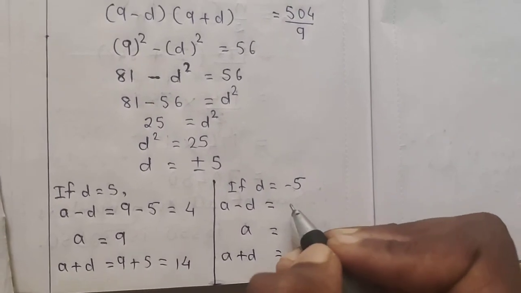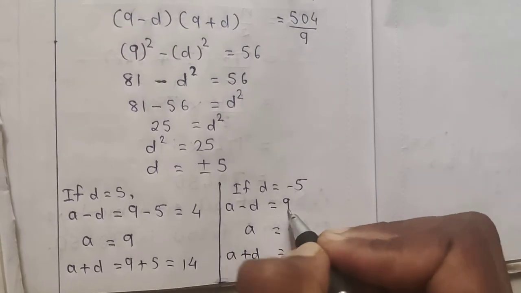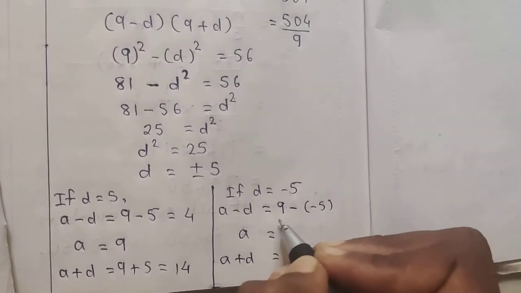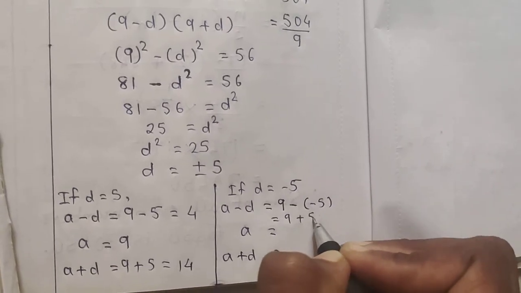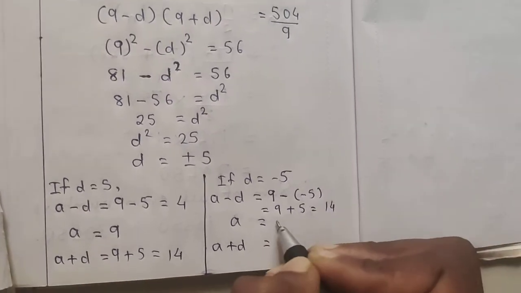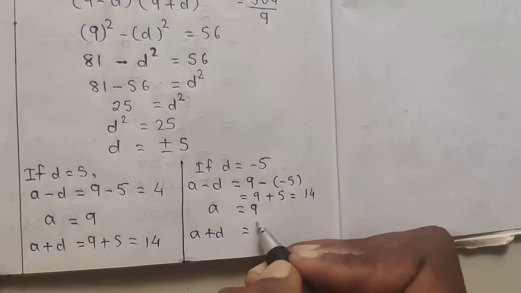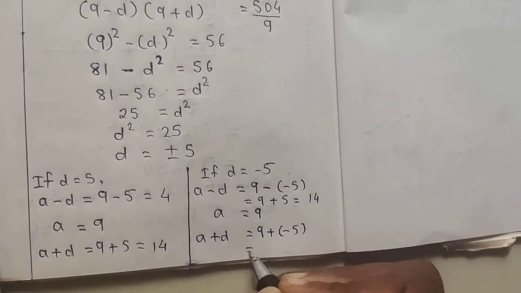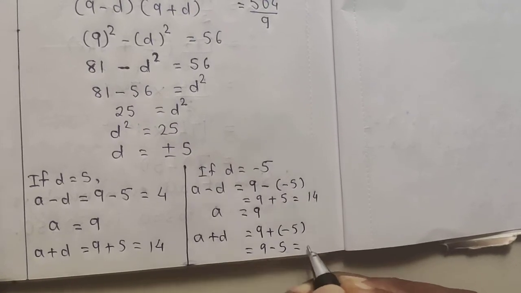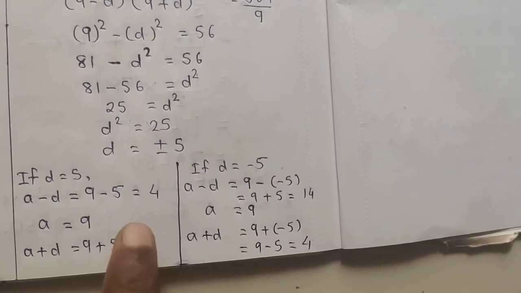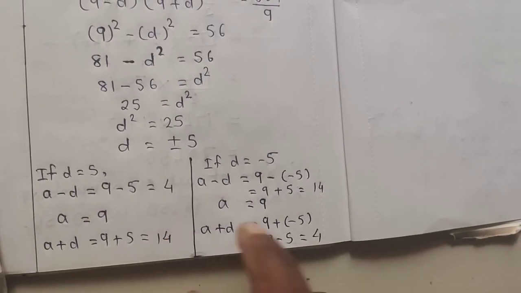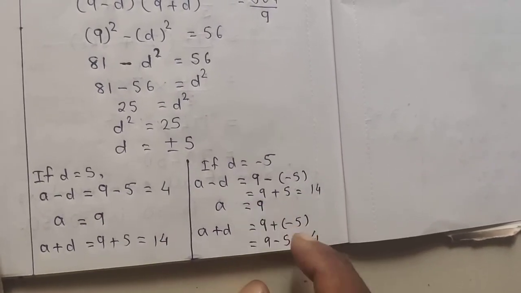Let us see what we are getting here. A value is 9, right? Then minus sign is there. Then minus 5 is there. So this becomes 9 plus 5, and 9 plus 5 is 14. Here a value is 9. And here 9 plus minus 5. So this becomes 9 minus 5. So this is 4. So our three terms are 4, 9, 14, or we are having 14, 9, 4.